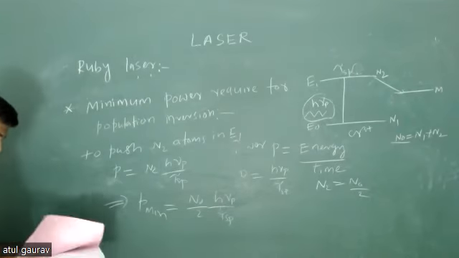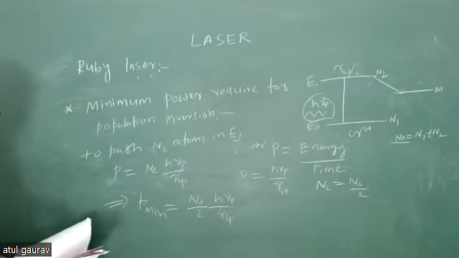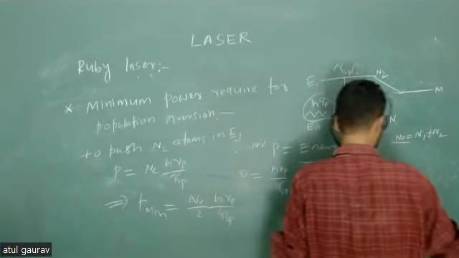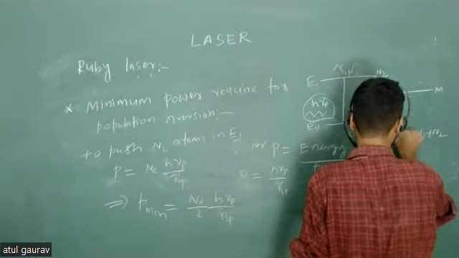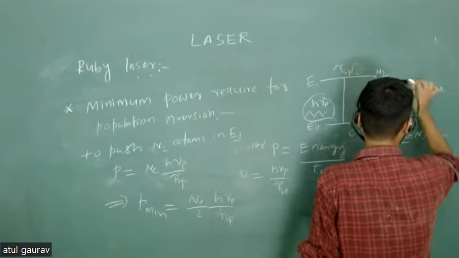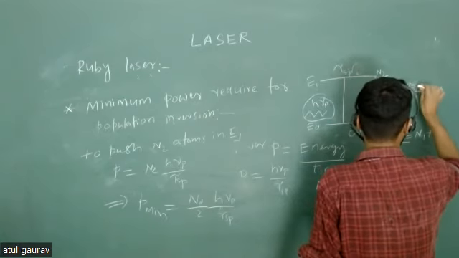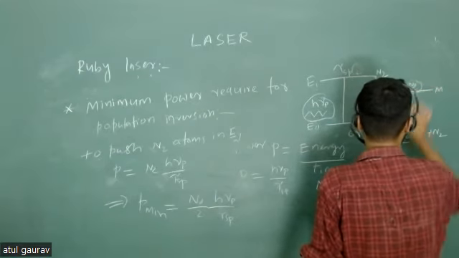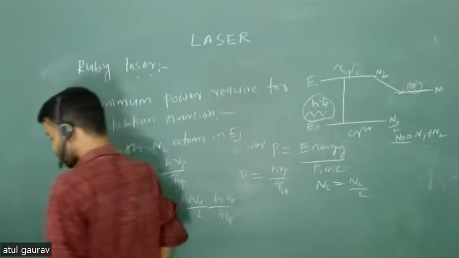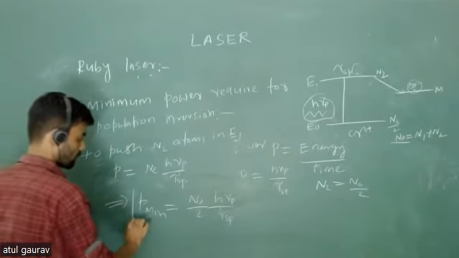Is it clear? सर आधा क्यों मतलब? तो यहाँ पे आपका आधा होने के बाद यहाँ पे कितना रह जाएगा एटम? N naught बाई 2. यहाँ पे कितना होना पड़ेगा? आधा N naught. तो N naught बाई 2 इतना पावर मिनिमम चाहिए. इससे थोड़ा ज्यादा दोगे तो यहाँ से यहाँ का एटम ज्यादा हो जाएगा, पॉपुलेशन इन्वर्जन हो जाएगा दोनों के बीच में. तो मिनिमम आपको इतना पावर चाहिए ही चाहिए. Now is it clear what I am saying?